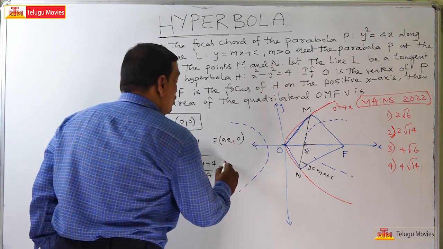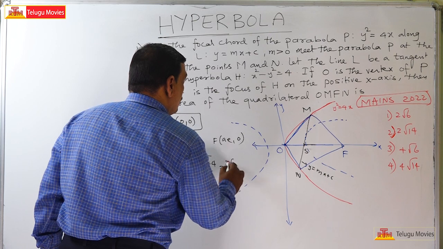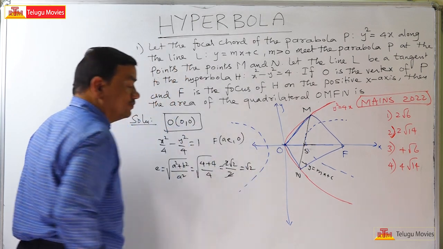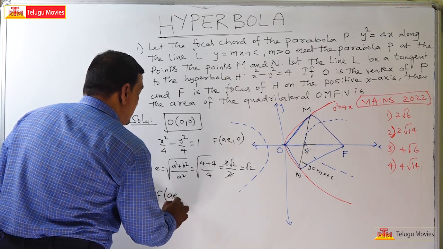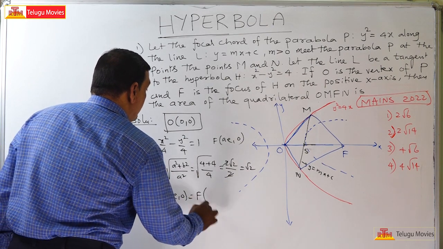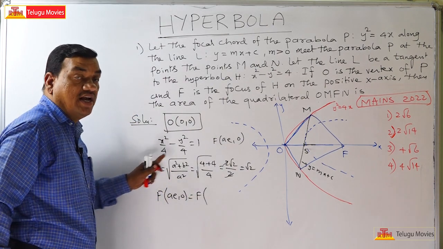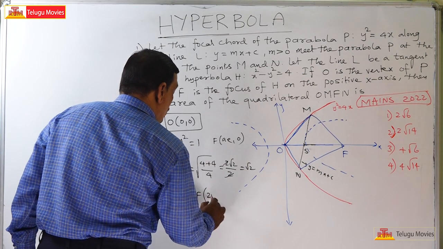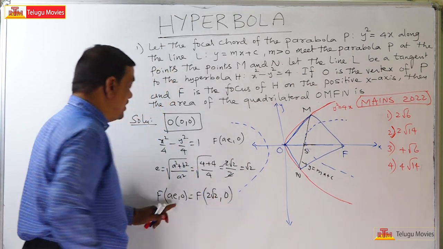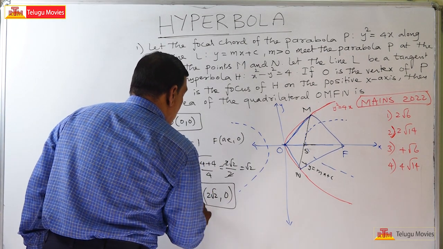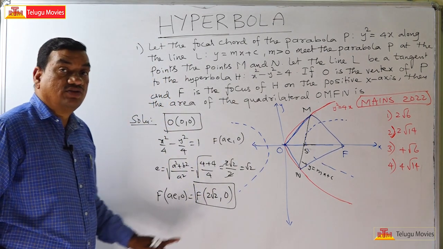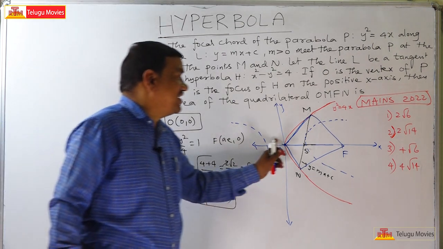Root 8 means 2 root 2. 2 root 2 by 2. 2 cancels root 2. Okay, now, what are the coordinates of F? F is (ae, 0). Therefore, F is equal to (a, 0), where a is 2 root 2, so F is (2 root 2, 0). Already e is 2 root 2. Therefore, the F coordinates we also got. O coordinates we got, F coordinates also easily we got.